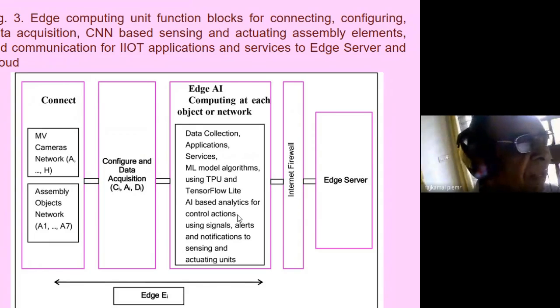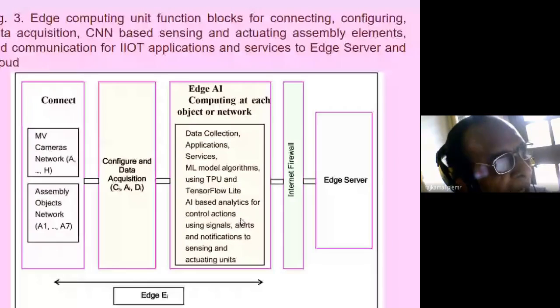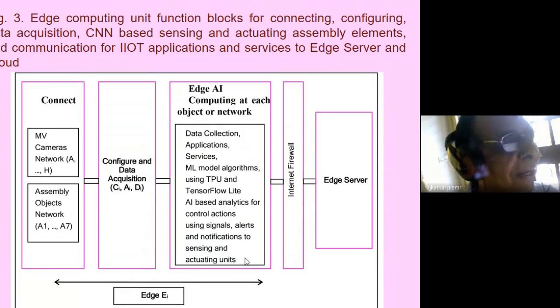AI-based analytics for the control actions. AI-based analytics is done here for control actions, and it will send signals, alerts and notifications to sensing elements and to actuating units. So the role of AI is application and services using the ML model algorithms, the tensor processing unit and TensorFlow Lite software, and AI-based analytics for control actions using signal alerts and notifications to the sensing and the actuating unit.